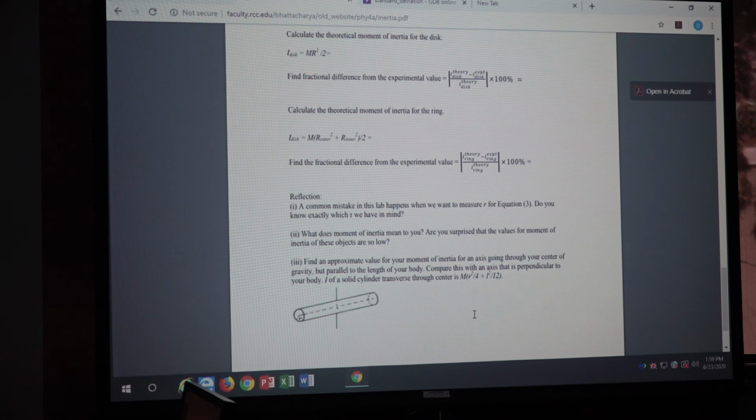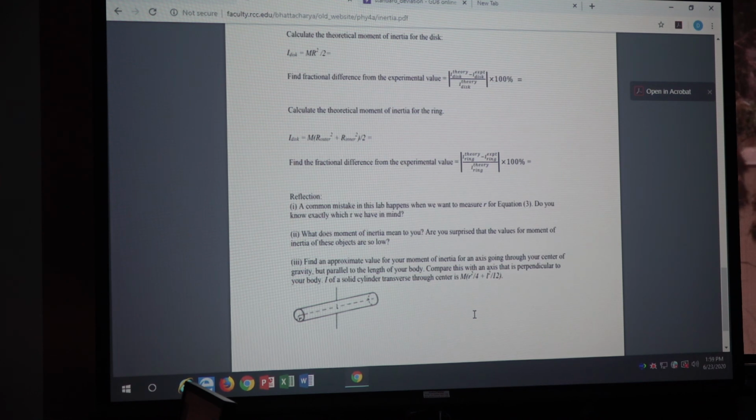So this small r was only 2.2 centimeter. But what happens in the lab, if you're not careful, you want to take the big R. But remember that the string is wound around the base, and the base is very small, and that's all we care about, the base. So that's what I meant. Do you know exactly which R we have in mind? It's a small r we're talking about.